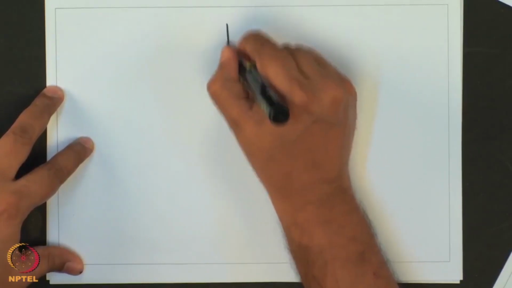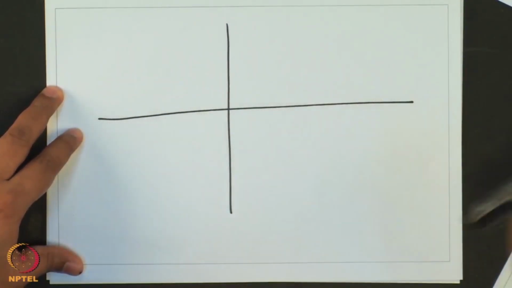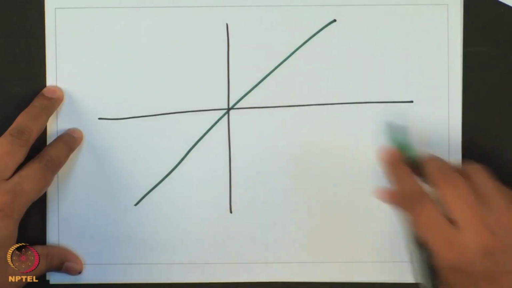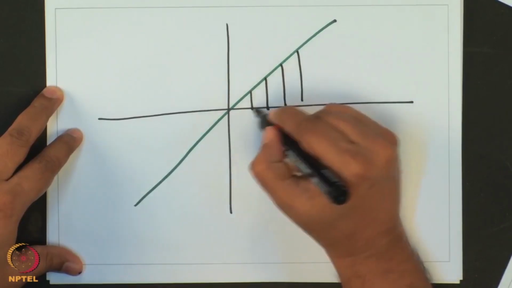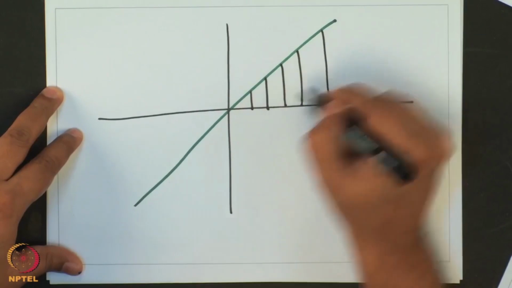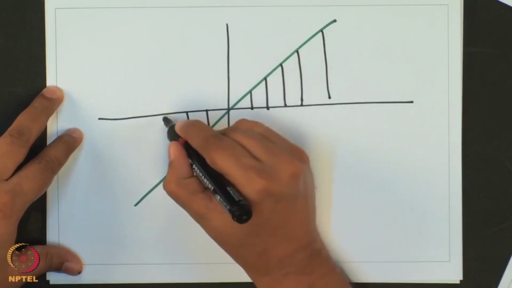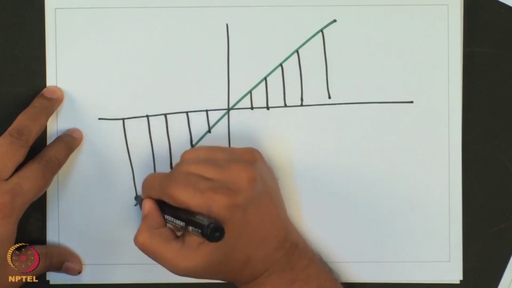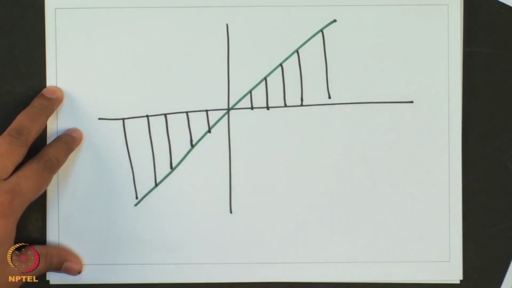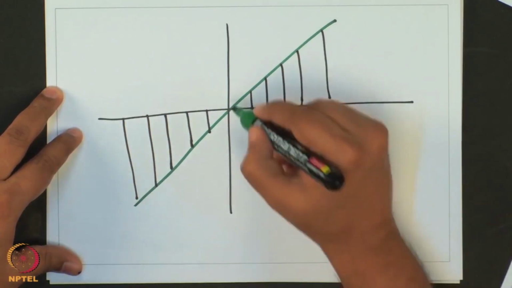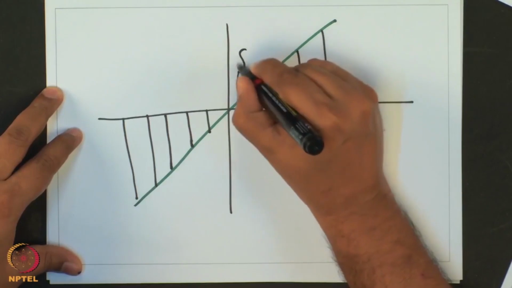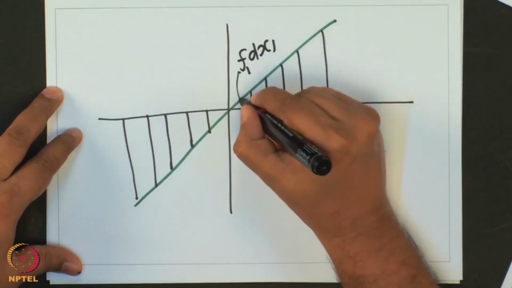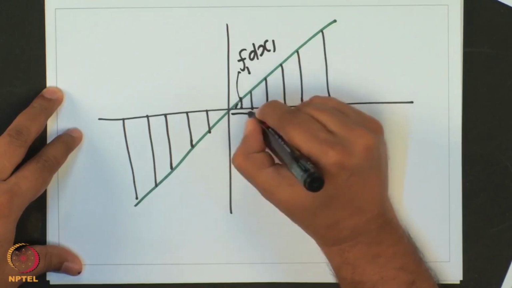So I have this function, and I have many small intervals, 1, 2, 3, 4. So 0.2, 0.4, 0.6, 0.8, 1, minus 0.2, minus 0.4, minus 0.6, minus 0.8, 1. So I have this small area. Now I calculate each of these areas. So this is my function value 1 and area 1, f1 dx1. The function value here and the interval here.